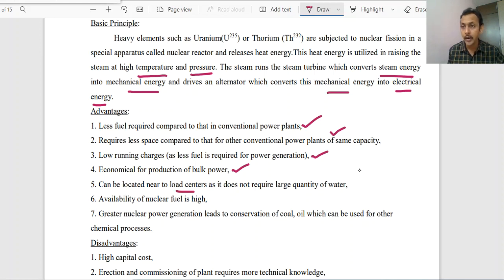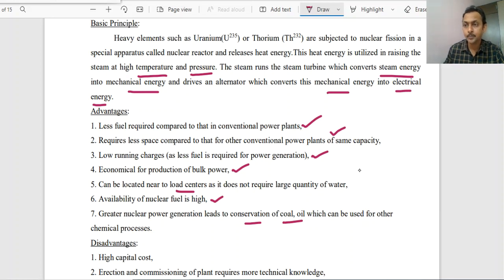Another advantage is that the availability of the nuclear fuel is high, right? And also by using this nuclear power plant, other fuels like coal or oil can be conserved, or they can be saved, and those coal or oil can be used for some other applications, right?